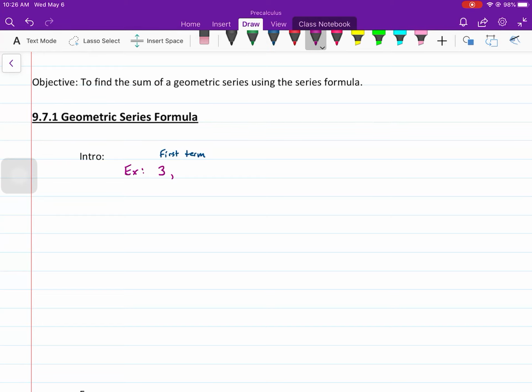And then from there, you have some sort of common ratio. It could be multiplying by 2 or multiplying by a half. So let's just go with multiplying by 2. So the next term would be 6, and then 12, and then 24.